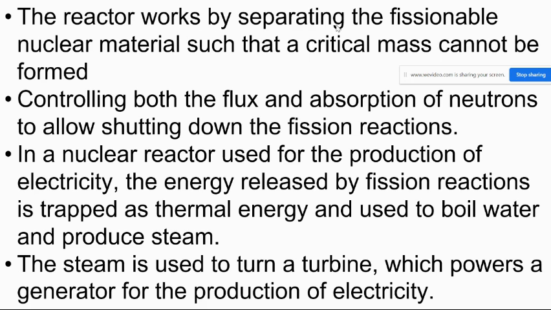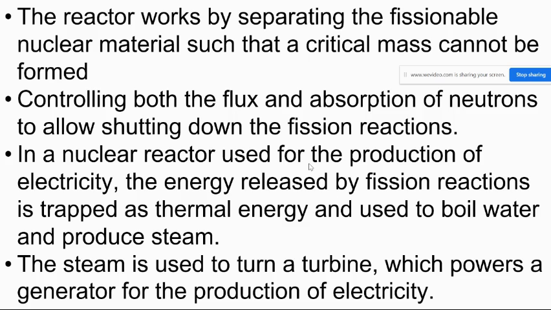The reactor works by separating this fissionable material. They're going to control how many neutrons are created. That's what the flux means. And how many are absorbed. And they're able to shut down those reactions by using those control rods.